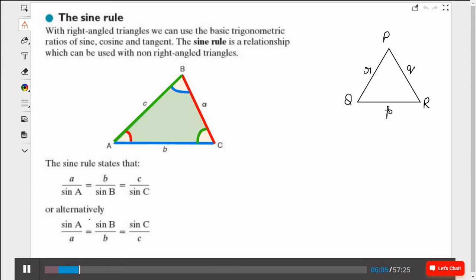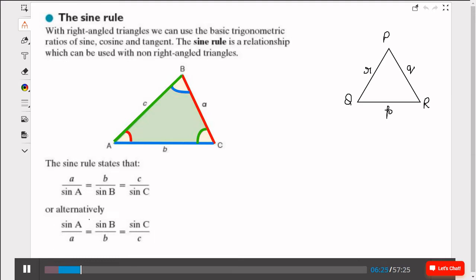So we have a formula. In this formula, A, B, C at the top are the sides, and capital A, capital B, capital C are the angles. You can either apply this formula, or you can reverse it and write it upside down. They are both the same thing, and either of them is applicable.